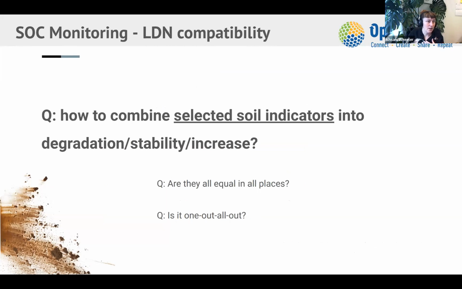So my next question, how to combine selected soil indicators at a European or at a country level or at a project level, how to combine them into this degradation, stability, and increase. Are these indicators going to be equal in all places? I really hope not, but maybe they are. I don't know. This is not really up to me. And are they going to be combined with a one out, all out rule? Are they equal? Are they all as important in all places?